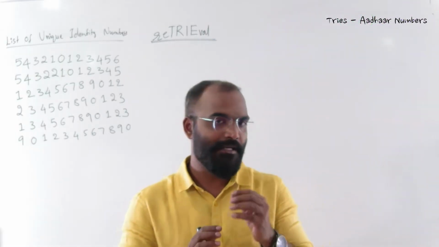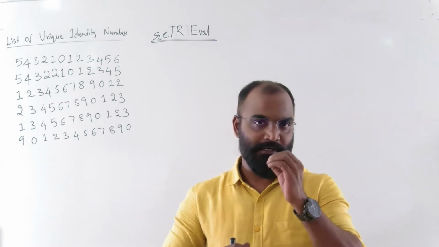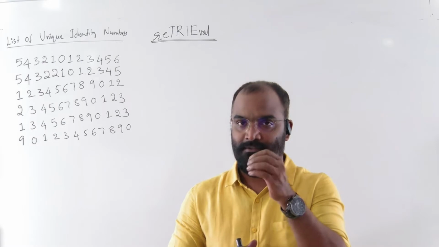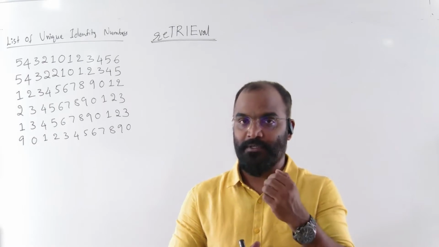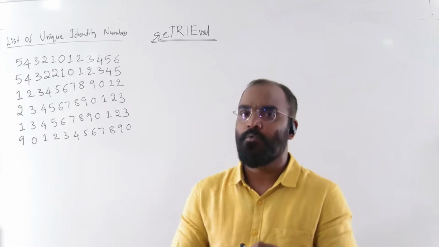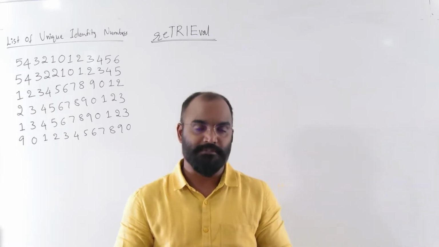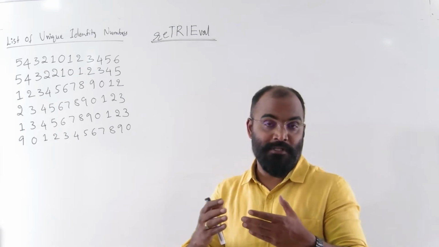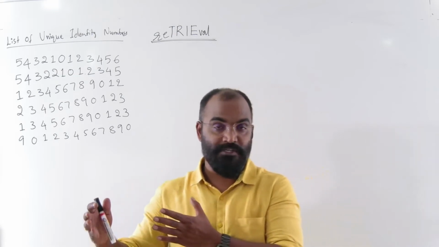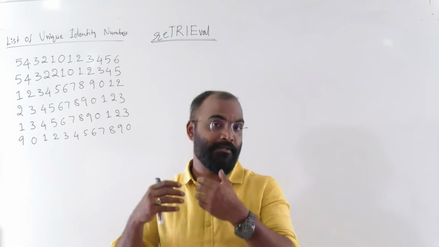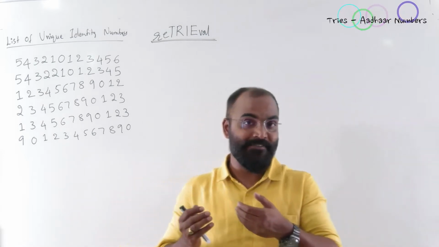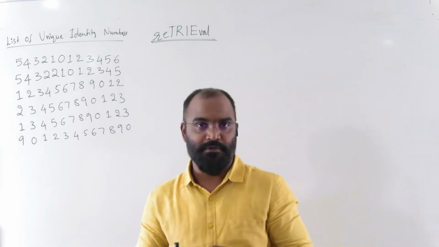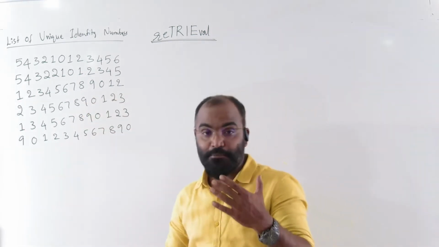We have seen an example with letters and words, how the information storage and retrieval happens. Now, let us take an example with numbers. How do you model the data and structure it so that you can store it and then retrieve it efficiently using TRIEs?